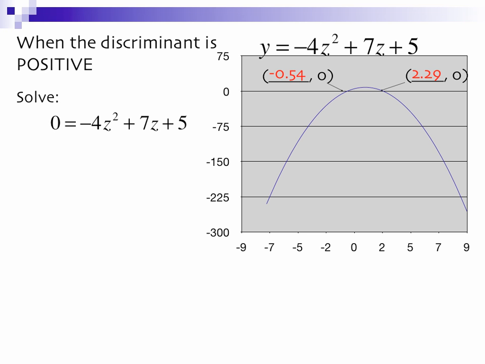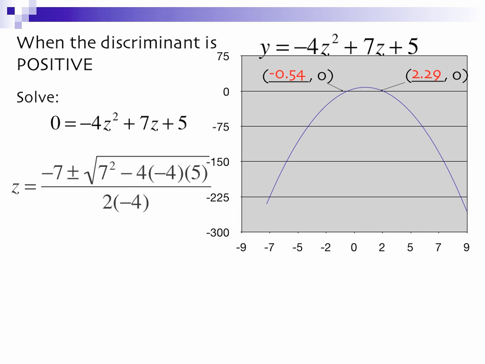Let's take a look at what happens when the discriminant is positive. Here's the equation we worked with in the previous section. Y equals negative 4x squared plus 7x plus 5. If we were to set up the quadratic formula to solve this equation, here's what it would look like. We plugged in 7 for b, negative 4 for a, and 5 for c.